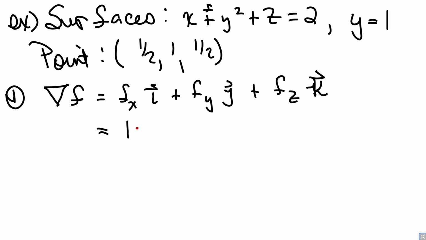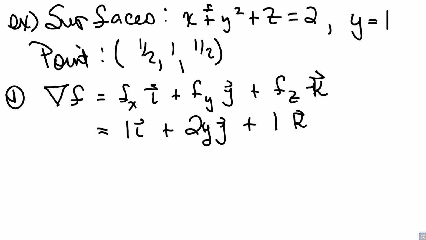Okay, so we have 1 in the i direction, plus the partial with respect to y, 2y in the j direction, plus the partial with respect to z. It'll be 1 in the k direction.